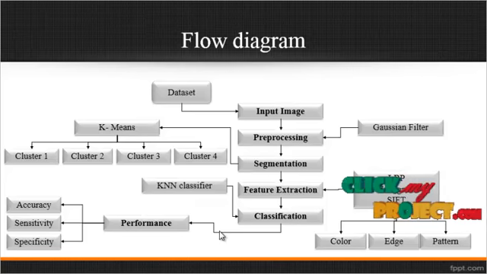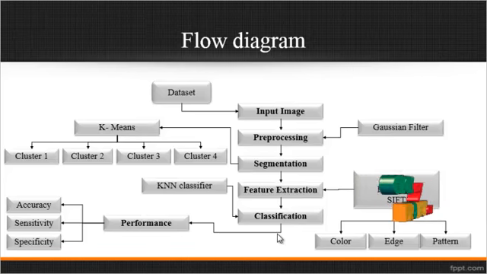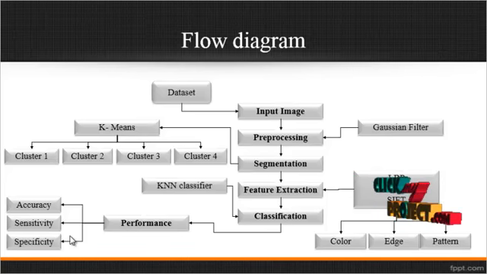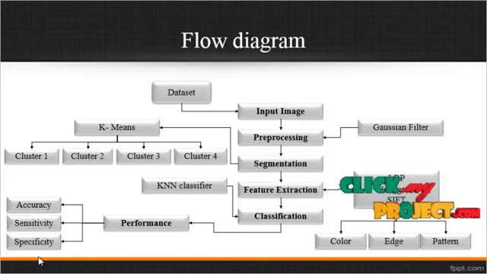So here we have to give 3 things as an input for the classification, that is the test feature, train feature and then the target. The test feature represents the feature of the input image, the train feature represents the features of the dataset images, and the target represents the categories. After the classification, the performance is evaluated by using the accuracy, sensitivity and specificity. By using these 3 parameters, we can justify that our process is efficient.